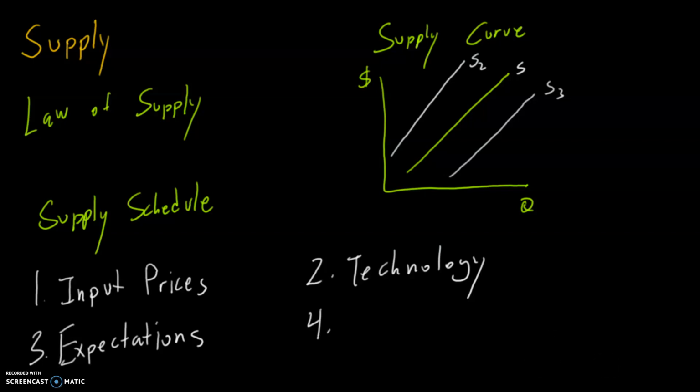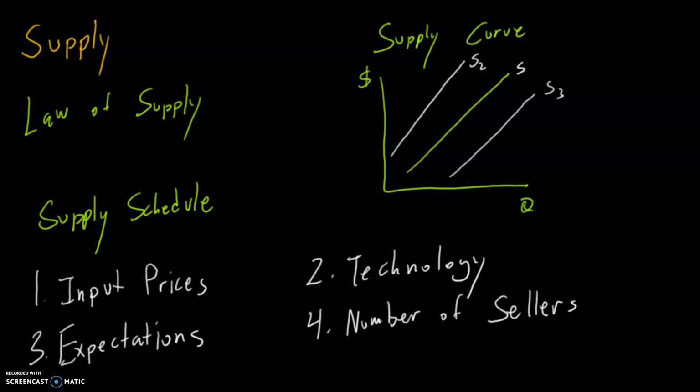And the fourth one is the number of sellers. So just like demand, where you add up each individual person together to find the market demand curve, with supply, you add up each individual supplier's supply curve to find the market supply curve. So of course, if there are more suppliers in that market, the number of sellers will increase, and thus the supply for the market would increase.